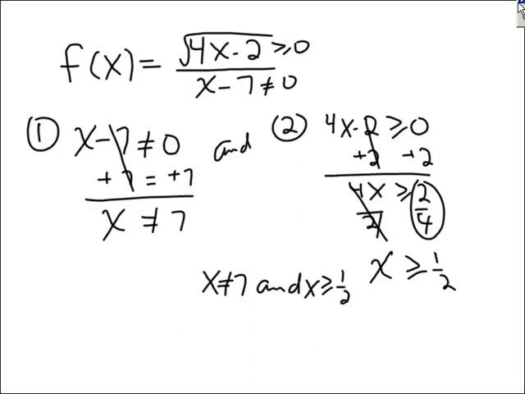Now, for the first time, I just want to change something. I'm sorry. Let the bottom be x plus 7. I knew this was wrong. So we should take away 7 from both sides. The 7's cancel out on the left, and 0 minus 7 is minus 7. So x cannot be negative 7, and x must be bigger than a half.